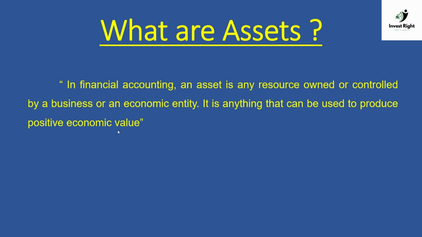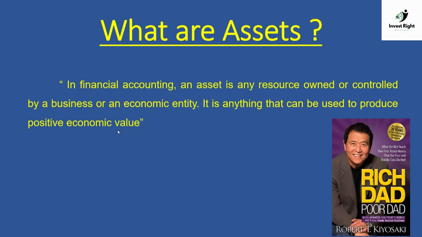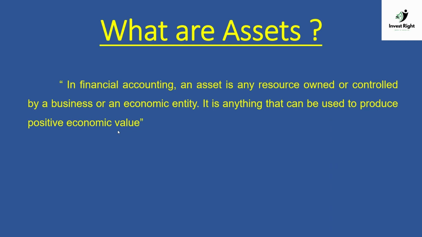In financial accounting, an asset is any resource owned or controlled by a business or an economic entity. It is anything that can be used to produce a positive economic value. Now, in simple terms, Mr. Robert Kiyosaki, the author of a book called Rich Dad Poor Dad, defines assets as anything which puts money in your pocket, whereas anything which takes money out of your pocket is a liability.